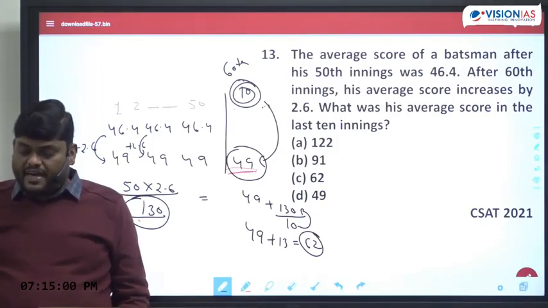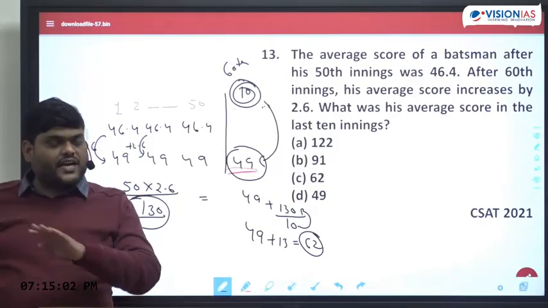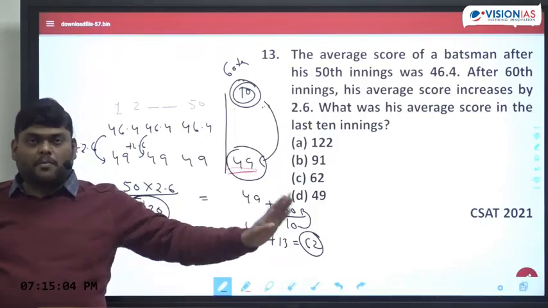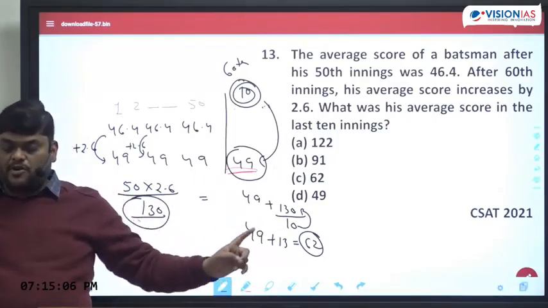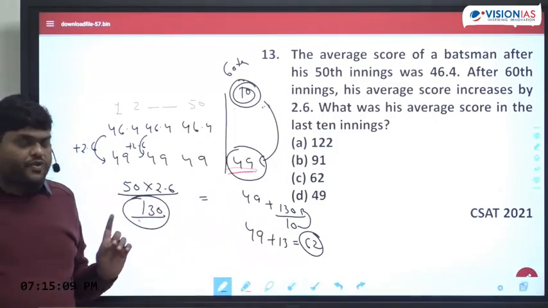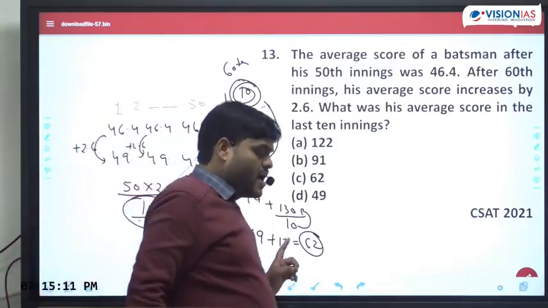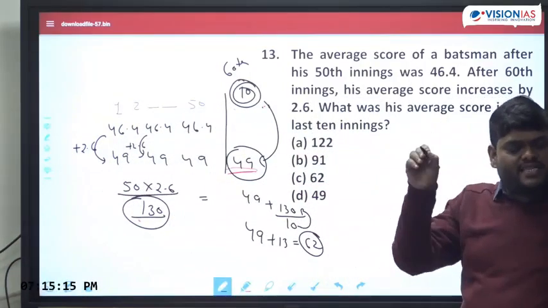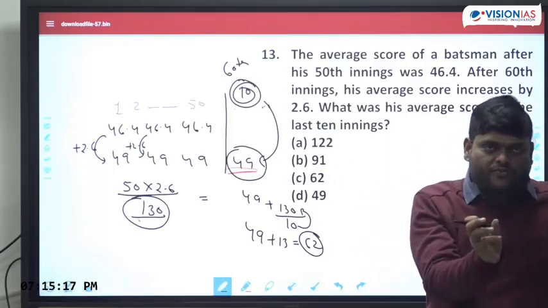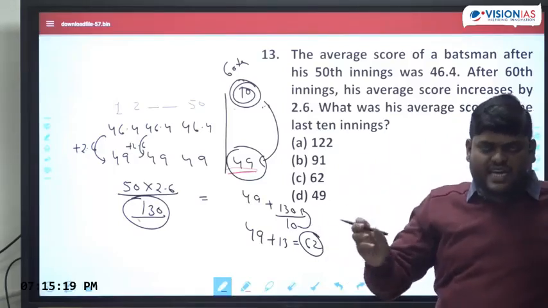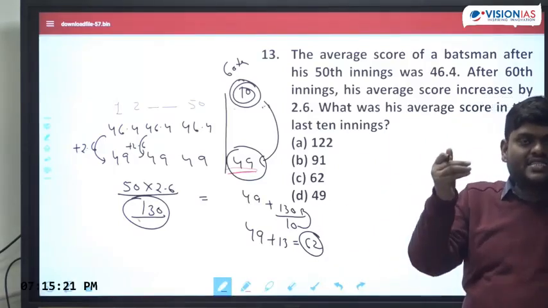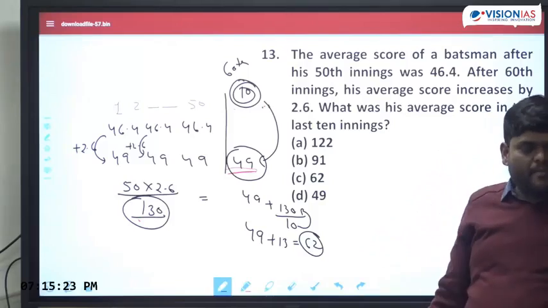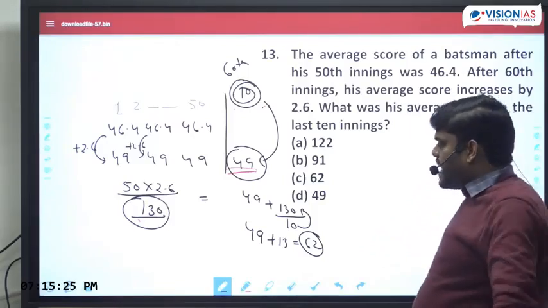Why do we divide by 10? Already that was not the average, that was the sum. We have found out the sum, not the average. हमने वहां sum find out किया था. S60 minus S50, that was the sum of 60 innings minus the sum of 50 innings. We have taken the subtraction, then we have to divide by the number of observations, and that will give us the average.